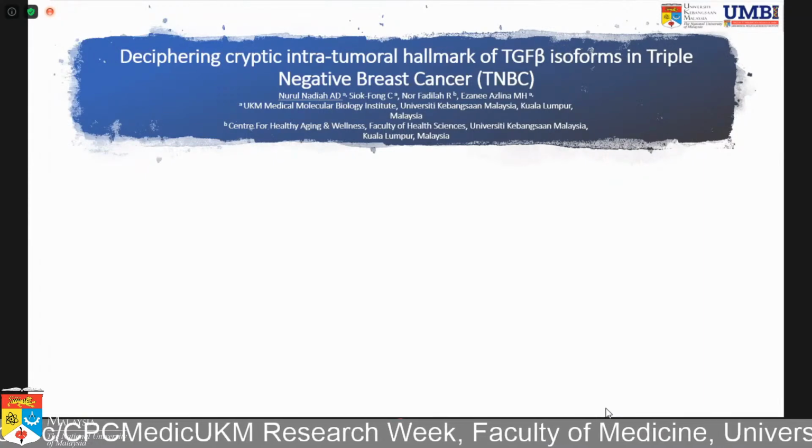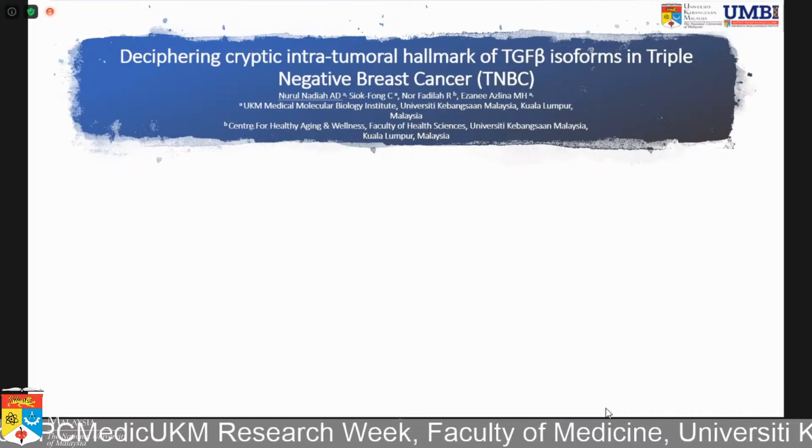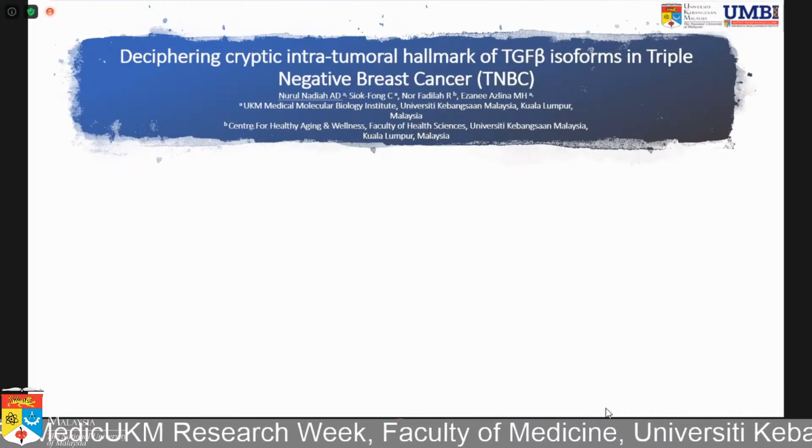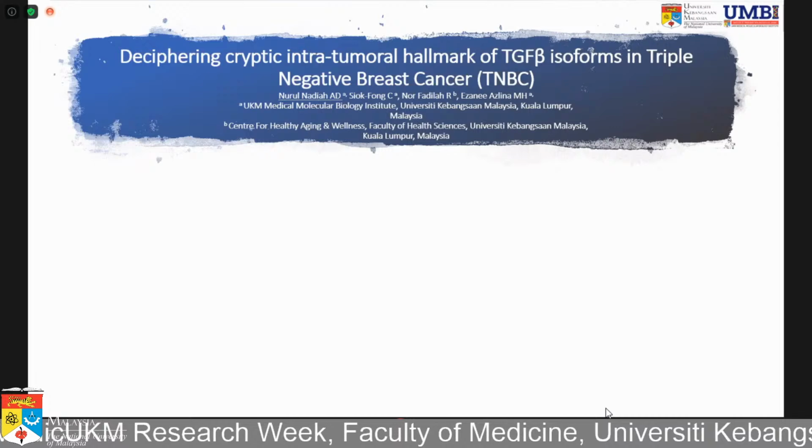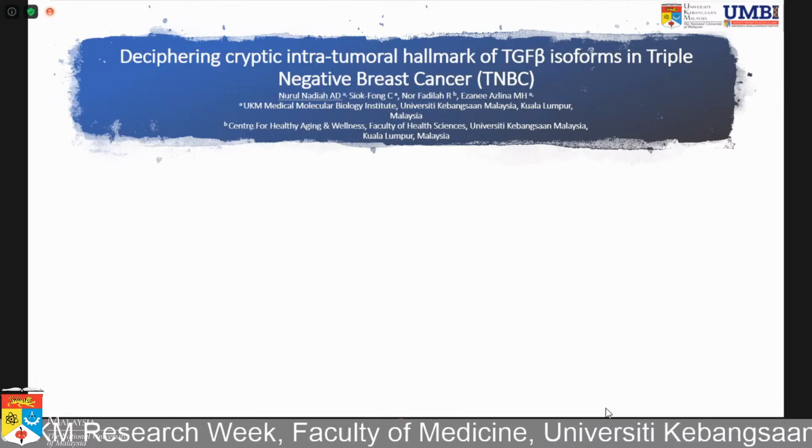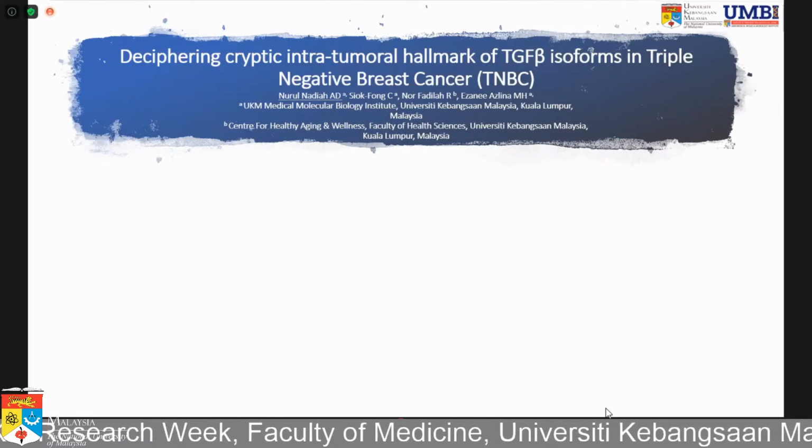So, in your opinion, out of these 3 TGF-beta isoforms, which one do you think is the most significant in TNBC, and which one will you proceed with for your downstream experiment?